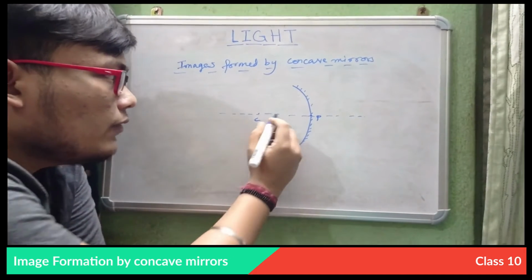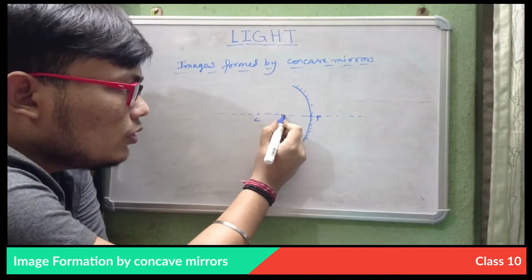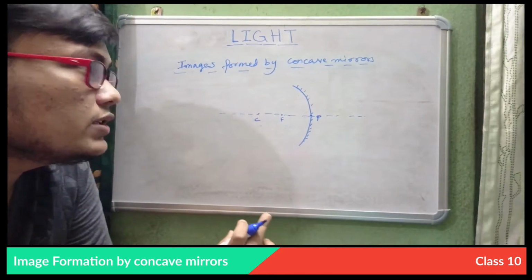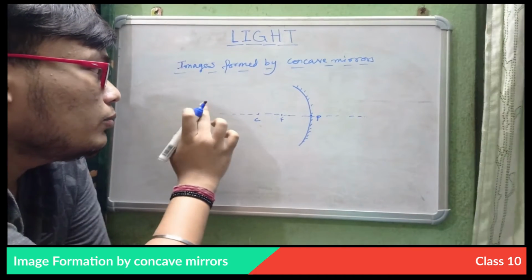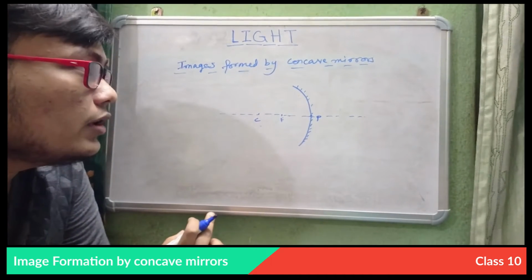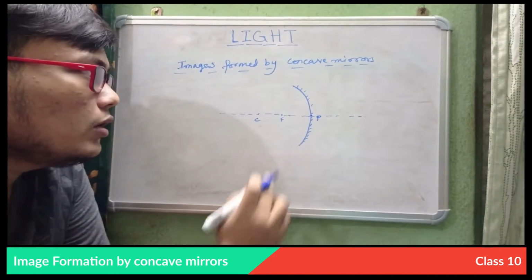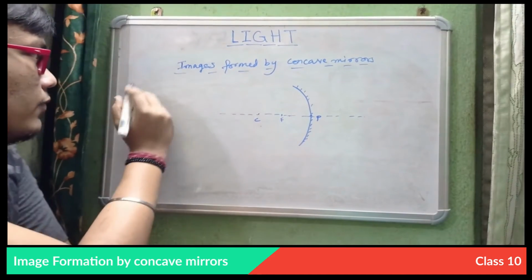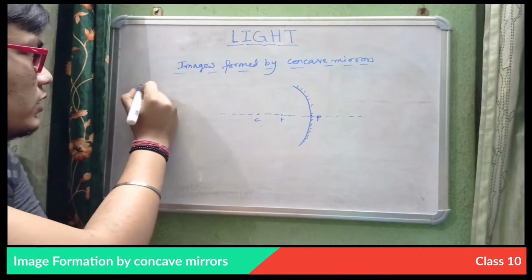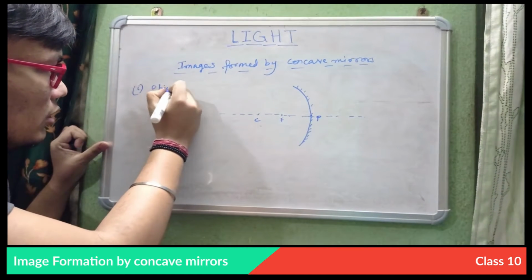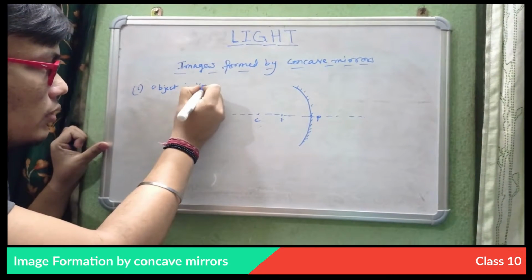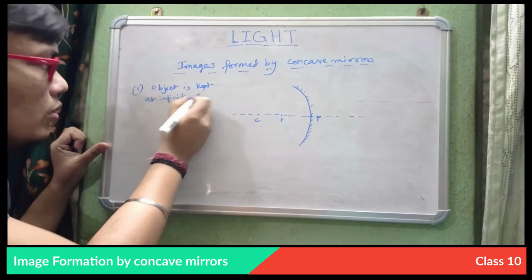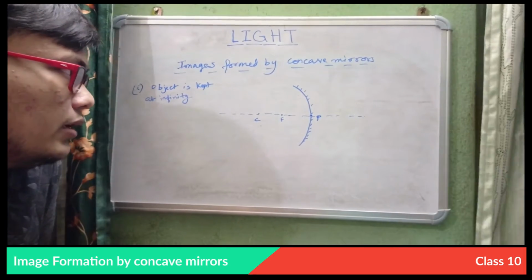Okay, and F is the point on the principal axis through which a ray of light which is parallel to the principal axis passes after reflection from this concave mirror. F is that point. Okay, so now the first case: the object is kept at infinity.